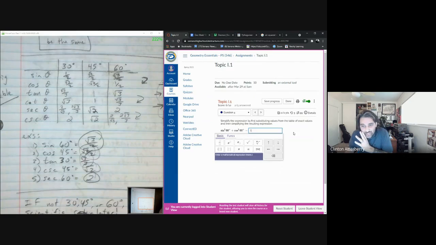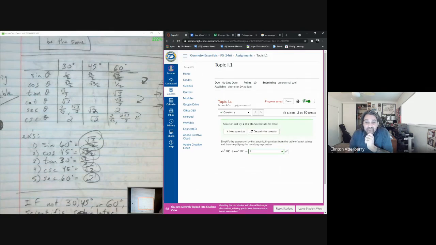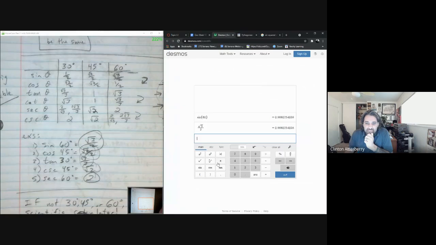It's always going to equal 1. That's sine squared of 60, so that's radical 3 over 2. Radical 3 divided by 2, squared. And then they want you to add that to the other one, squared. And that's going to equal 1 every single time.